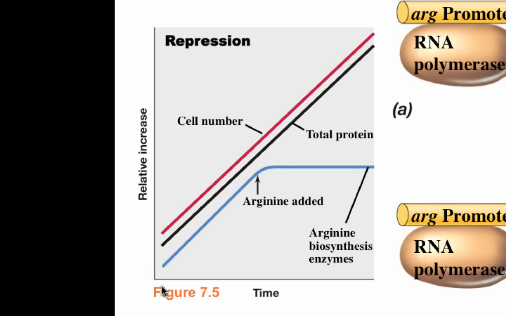As you see, when the cell number and the total protein are growing at the beginning of our culture, the amount of arginine biosynthesis enzymes is also going up, until arginine is finally made or added into the culture. At that point, there is no longer a relative increase in the amount of arginine biosynthesis enzymes. They actually plateau. So how is this system working?